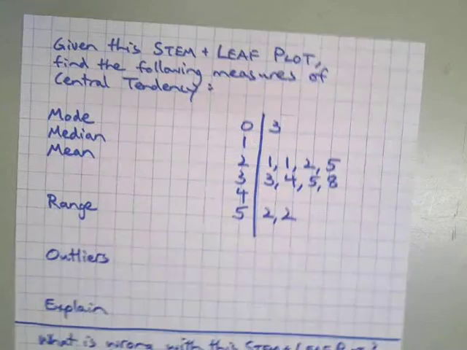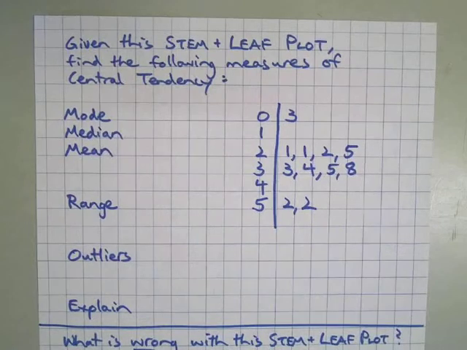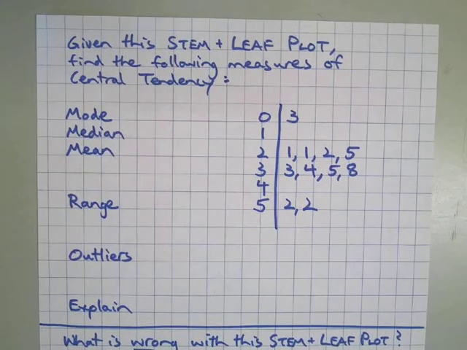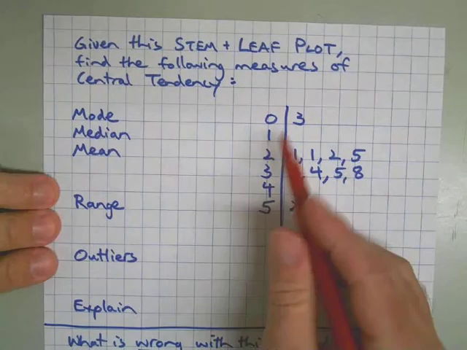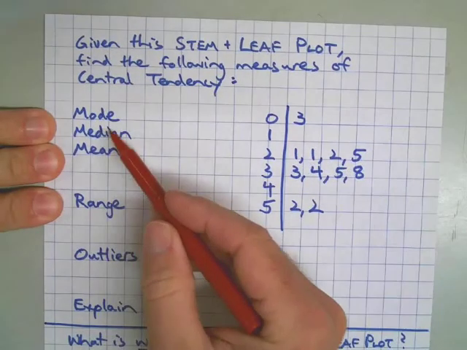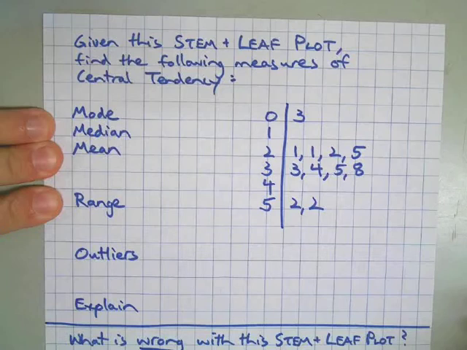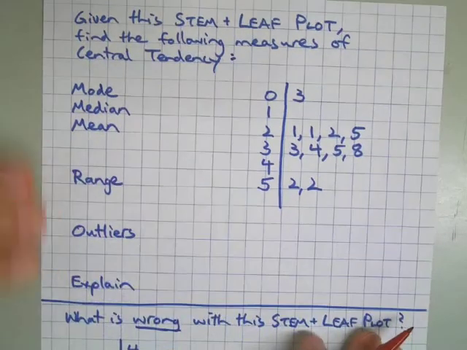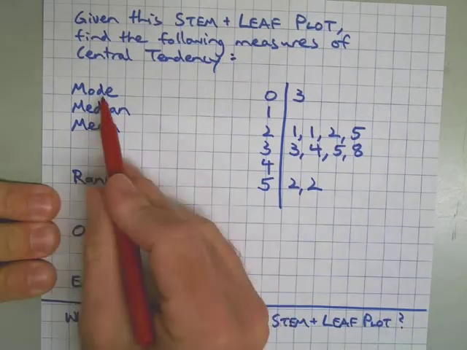How about if you have a stem and leaf plot without a list of numbers and you need to interpret that data? You need to do something with that information. Well, let's do that. Okay, here we go. Here's a stem and leaf plot. And I want to find these measures of central tendency and a few other things here. Here we go. What's the mode?